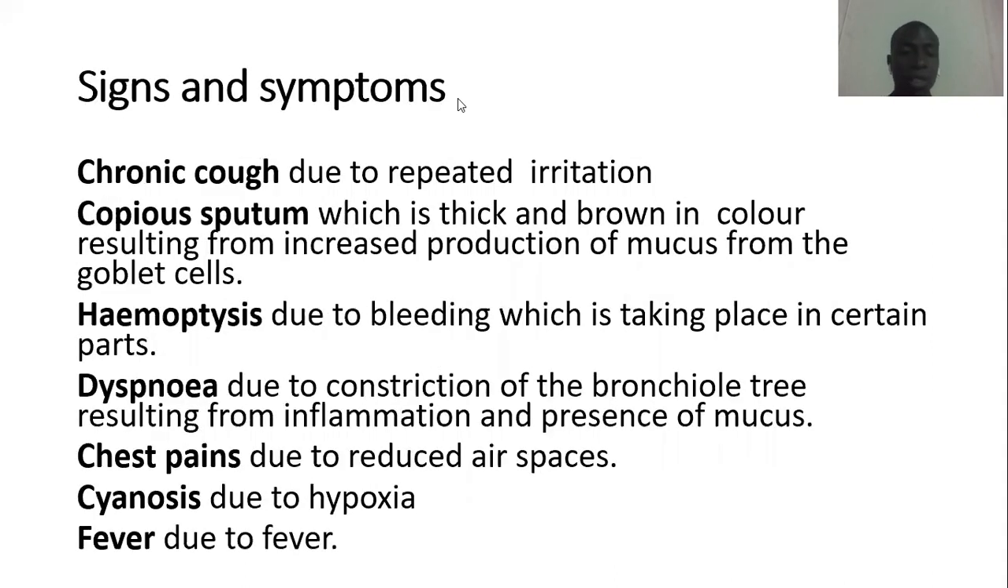Signs and symptoms of chronic bronchitis include chronic cough due to repeated irritation. There's copious sputum, thick and brown in color, resulting from increased production of mucus because the mucus glands are affected. There's also coughing up of blood, hemoptysis, due to bleeding that takes place in certain parts.